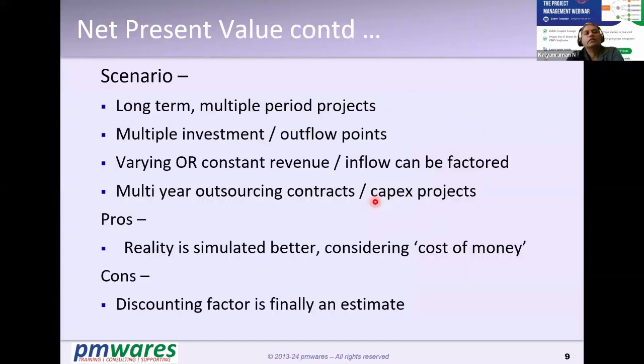So where do we normally use this? Long-term multiple projects, where multiple inflow and outflow scenarios are there for you. You could do it. And a very realistic scenario where varying or constant revenue is considered. Varying, changes in revenue. You don't have constant revenue coming in. You don't have constant expenses also planned. That is where this works.